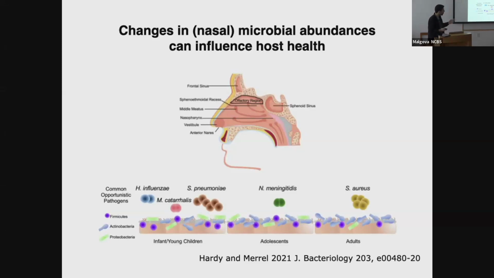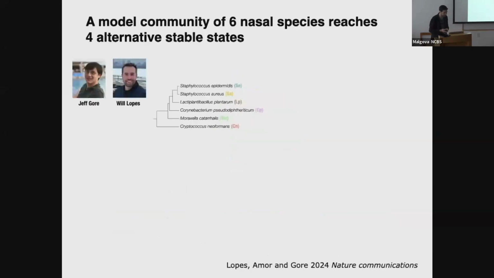So we were motivated by these switches between alternative stable states, and we wondered whether they would happen in the lab if we take a few species from the nasal microbiota. This is work that I did with Jeff Gore at MIT and Will Lopez, a postdoc in Jeff's lab. And Will collected these 6 different species from the microbiota of the nose.